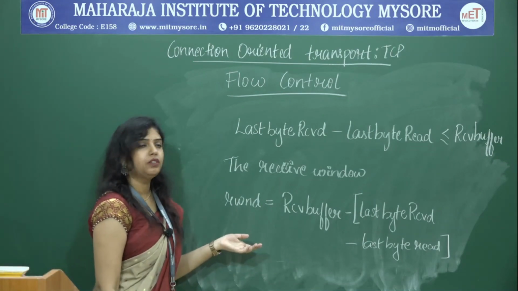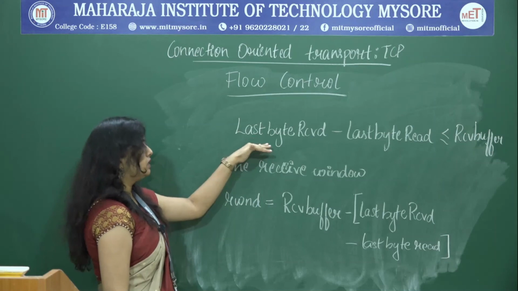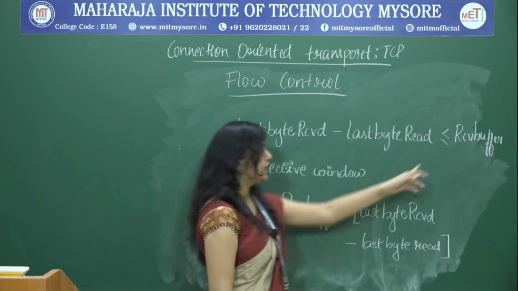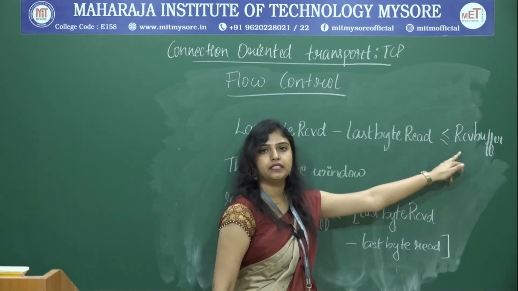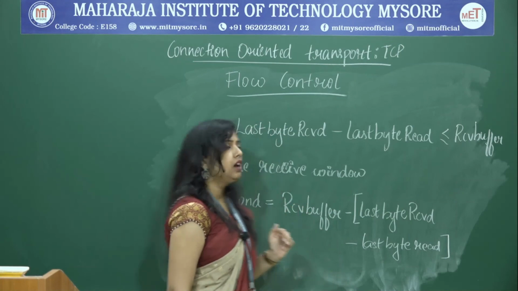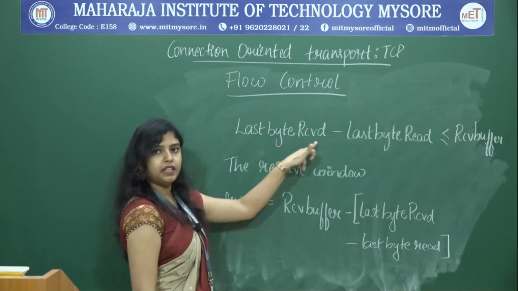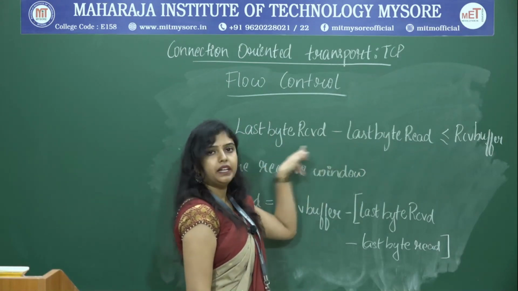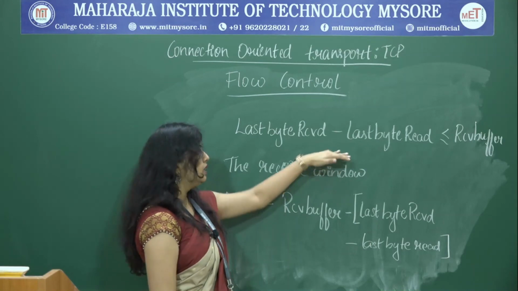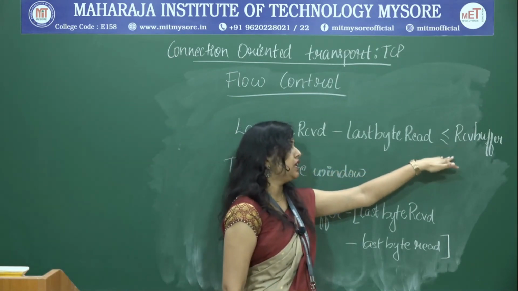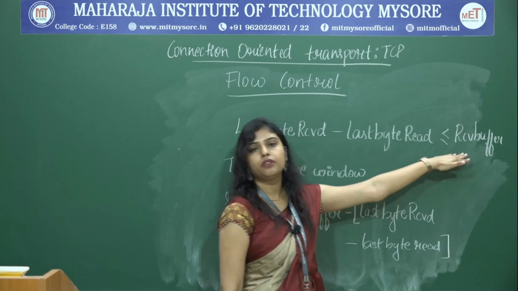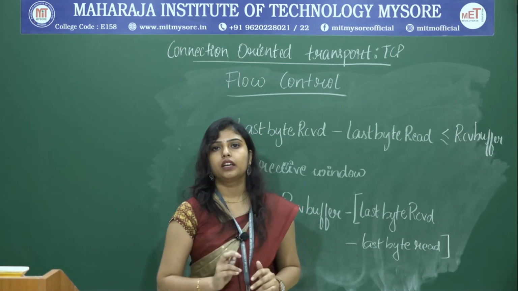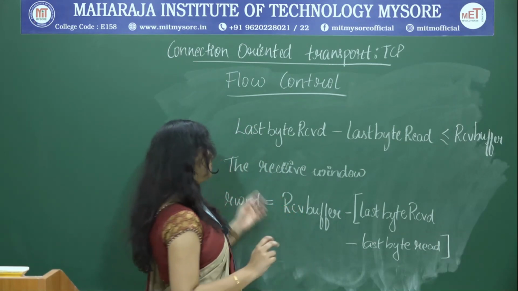But before we come up with the formula, we have to make sure that the data residing in the buffer does not exceed the buffer capacity, isn't it? How do we get to know that? The last byte received minus last byte read is the data in the receive buffer. This should always be less than or equal to the receive buffer. That means the data residing in the buffer should not exceed the capacity of the receive buffer.